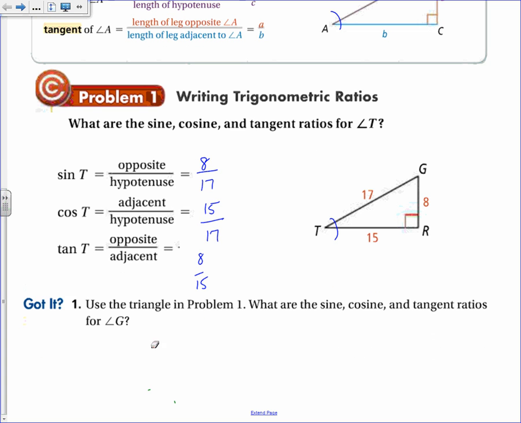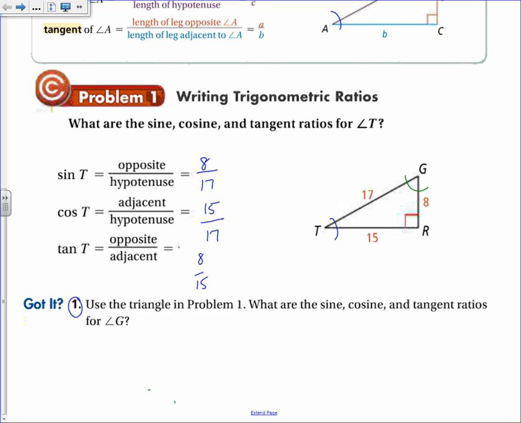So go ahead and look at problem 1. Pause for a second and see if you can fill in the sine, cosine, and tangent ratios for angle G, which is this angle right here.